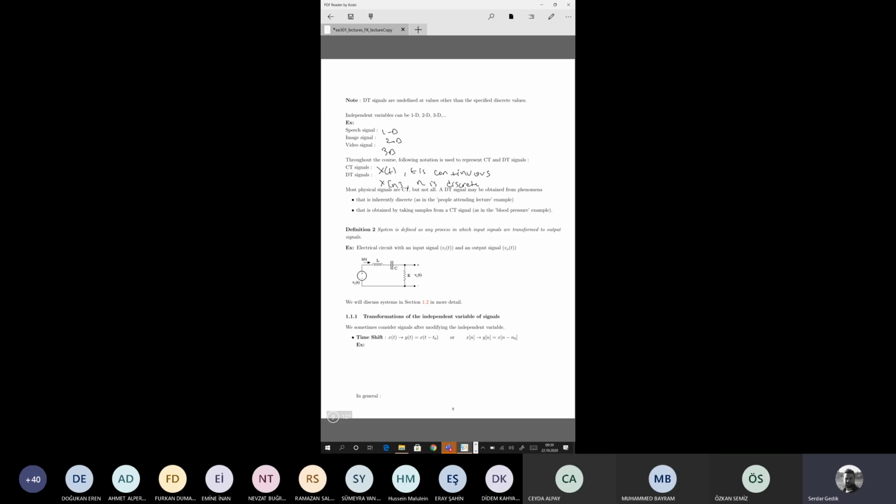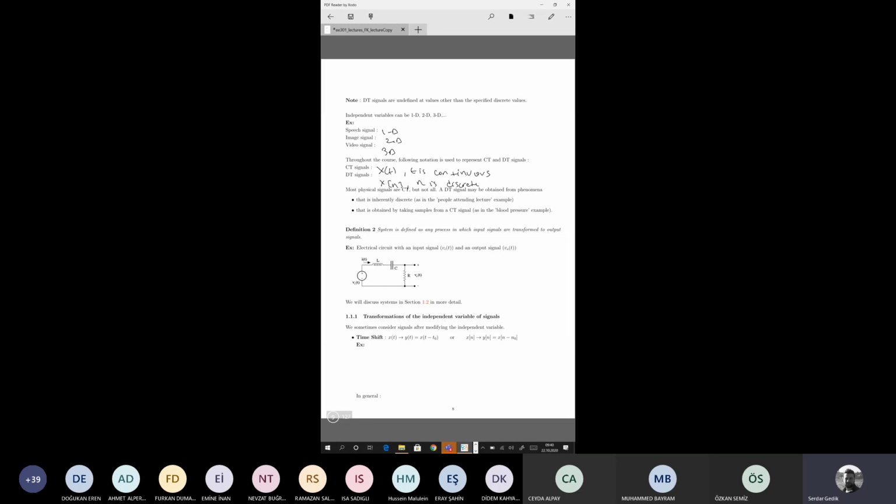So this is how we will be representing discrete time and continuous time signals. Most physical signals are in continuous time, but of course not all. In general, a discrete time signal may be obtained from a phenomenon that is inherently discrete. For instance, I have my students attending the lecture, and in that case, I have a discrete number of students. So if I count your age, where you were born, now I have a discrete signal since I have discrete students.